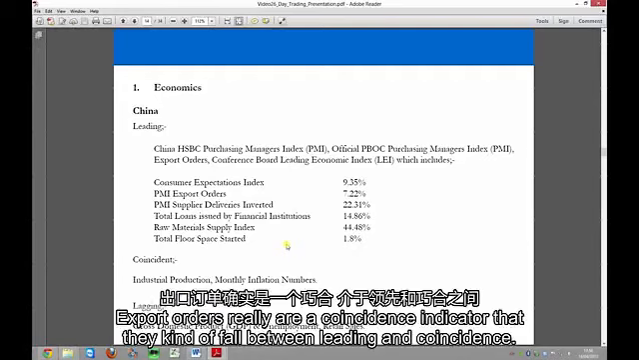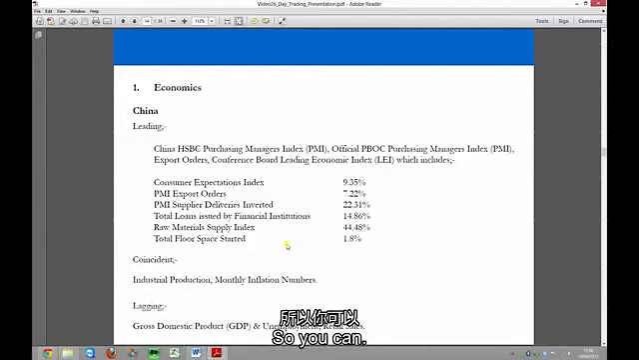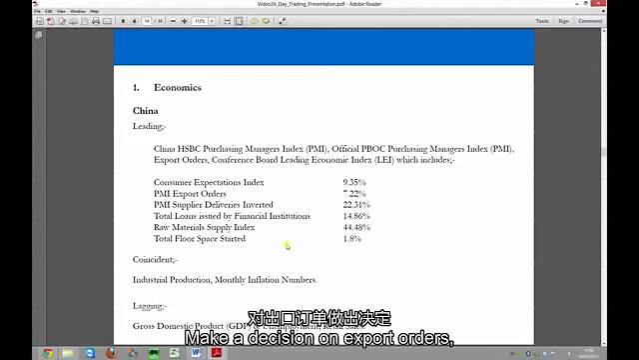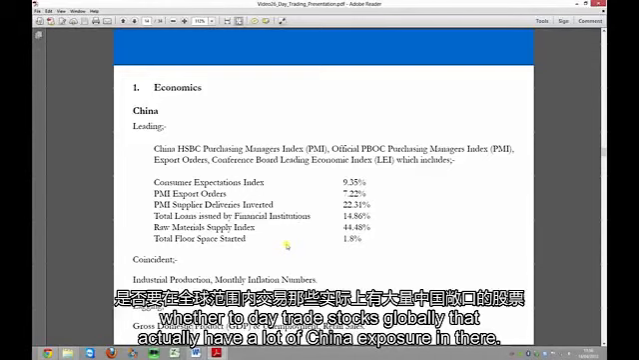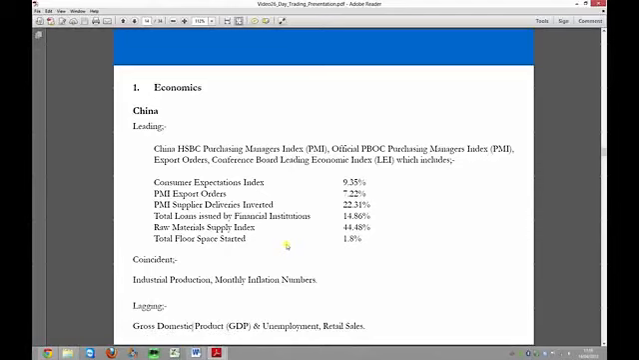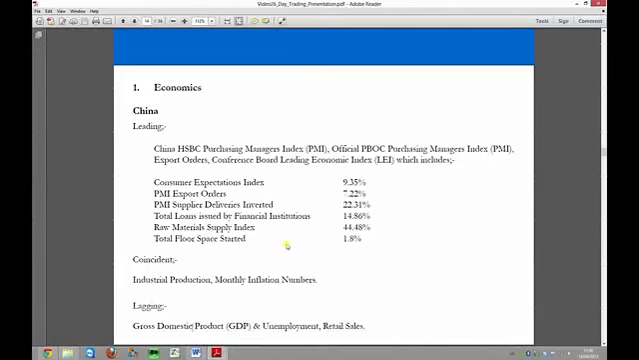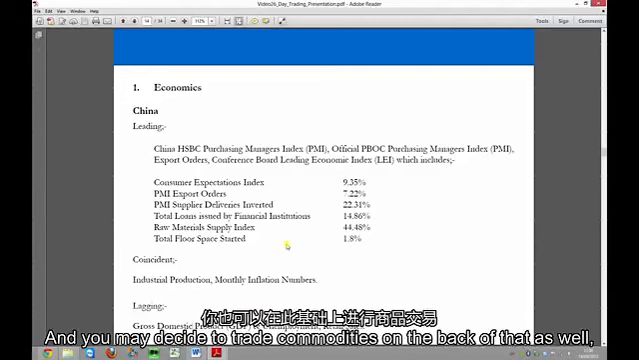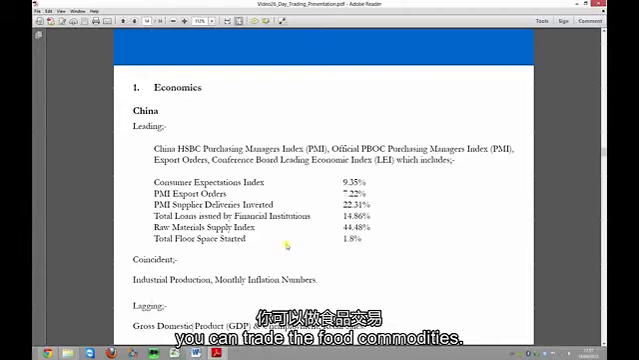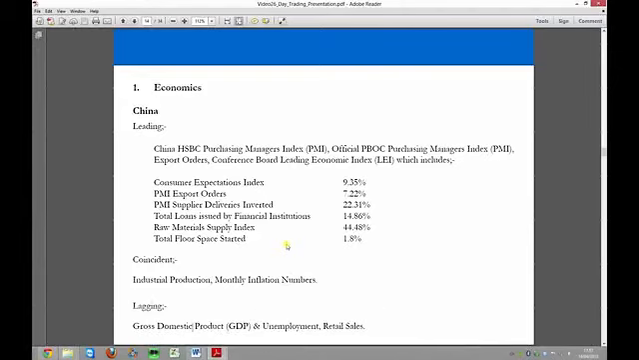Export orders really are a coincidence indicator. They kind of fall between leading and coincident. So you can make a decision on export orders whether to day trade stocks globally that actually have a lot of China exposure in their earnings mix or in their revenue mix, and you may decide to trade commodities on the back of that as well. You can trade oil, copper, you can trade the food commodities.